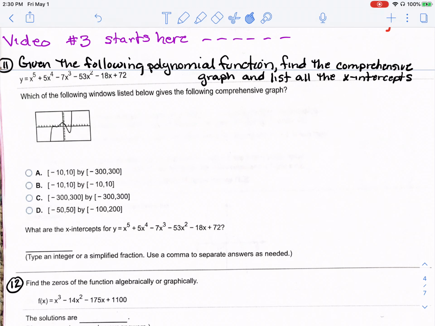Okay, let's see if we can do video number 3. This is going to cover, looks like, numbers 11 through 17.